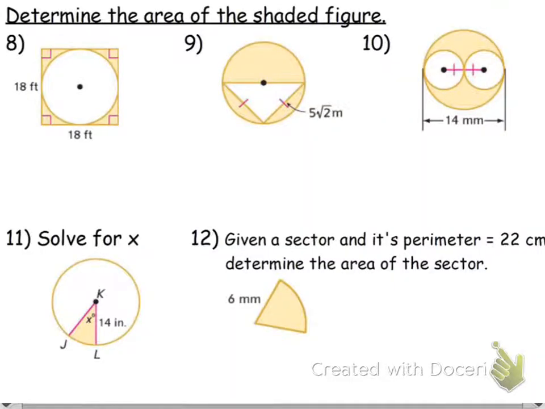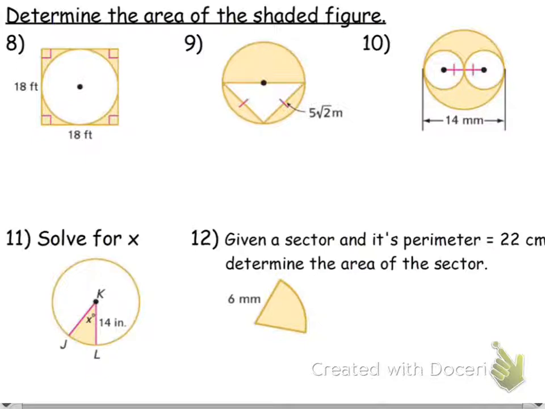All right, now here is where we get into finding the area of the shaded figure. Okay, so there's going to be a couple of pieces to each one of these. And so on number 8, in this case, what looks like a square, well, it is a square, because it tells you each side's 18. We're going to get the area of the square, and then we're going to get the area of the circle, and we're going to subtract the 2.